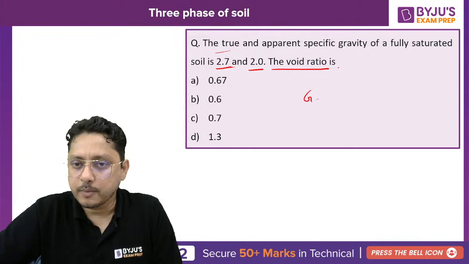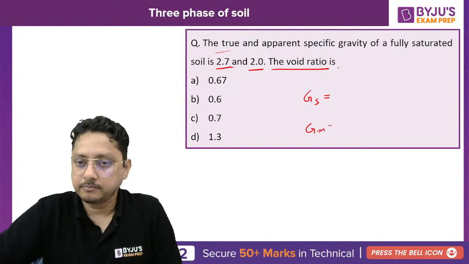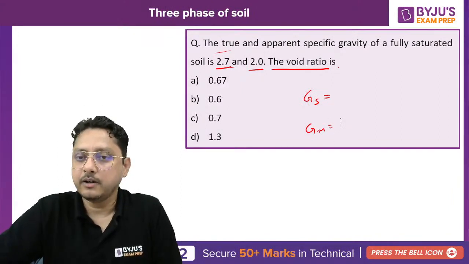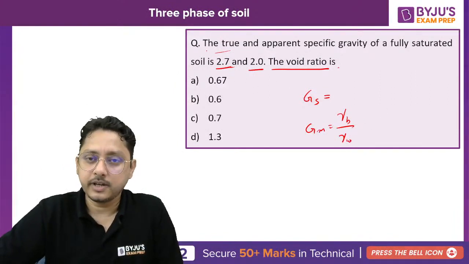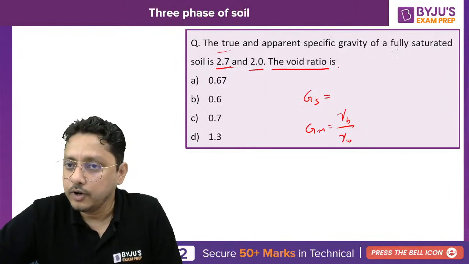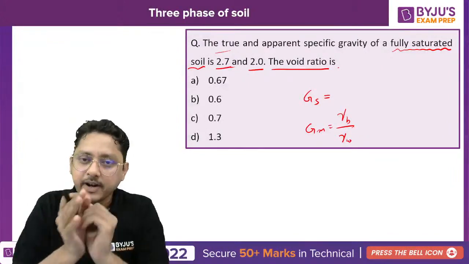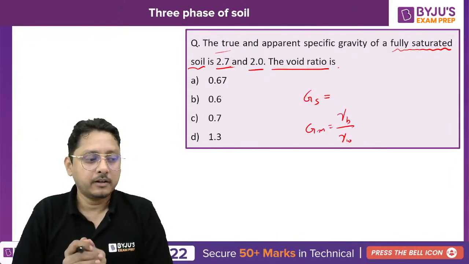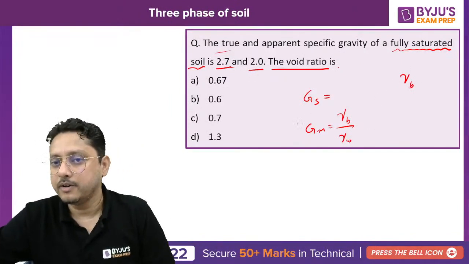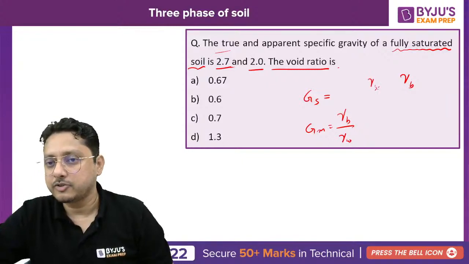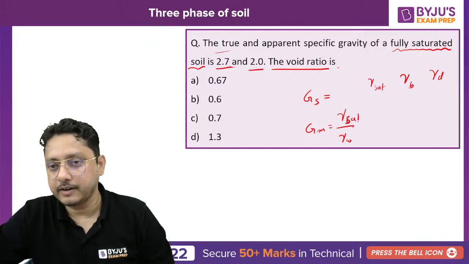As I already told you about the true specific gravity and apparent specific gravity. The apparent specific gravity is nothing but gamma of bulk by gamma of water. Fortunately, if you read the question carefully, it gives the true and apparent specific gravity of a fully saturated soil. We know the soil for which he is defining the apparent specific gravity is actually fully saturated. Hence, gamma bulk, as I told you, varies from gamma saturated to gamma dry, isn't it? Now it is saturated.